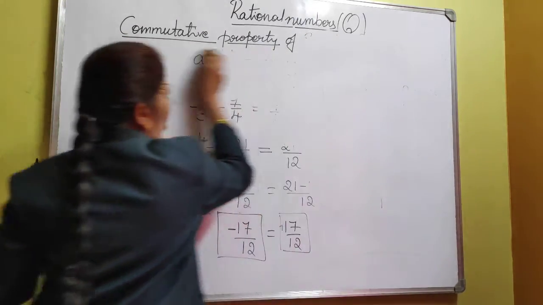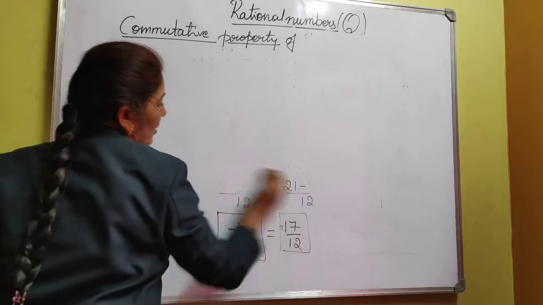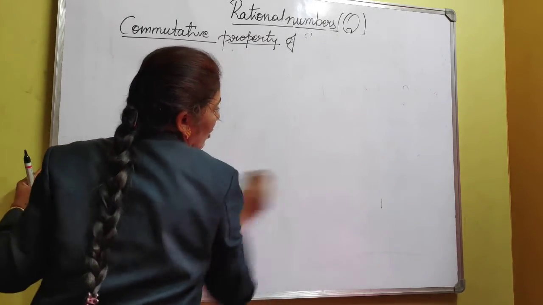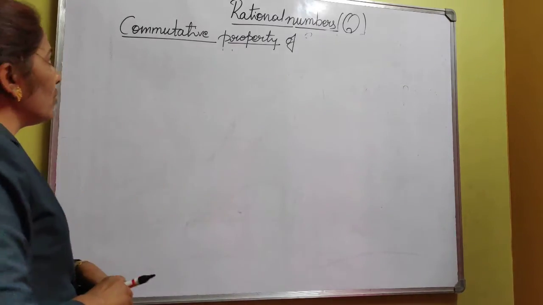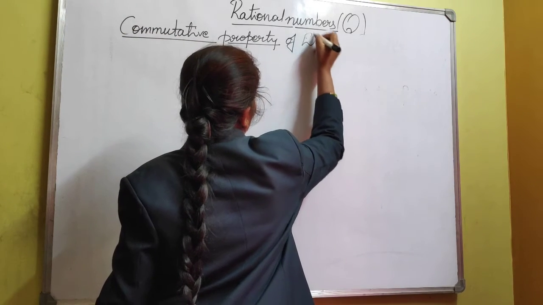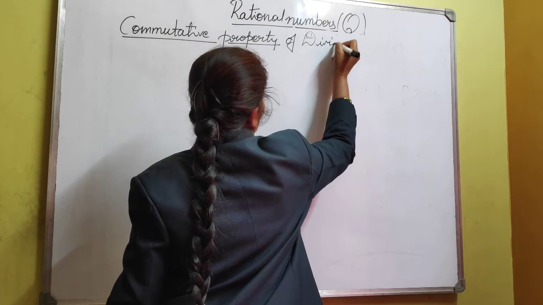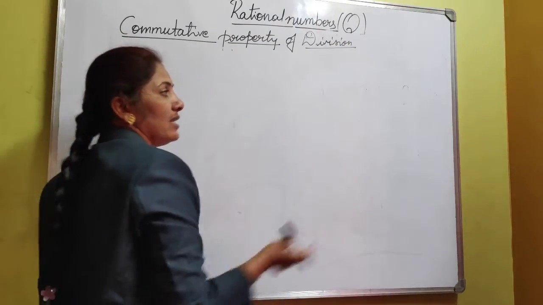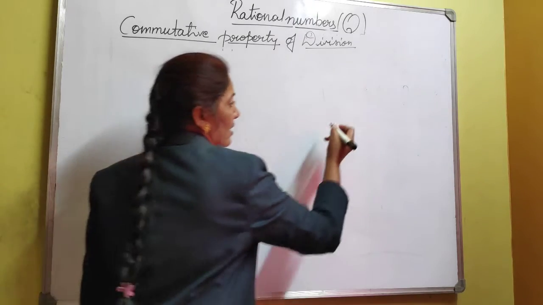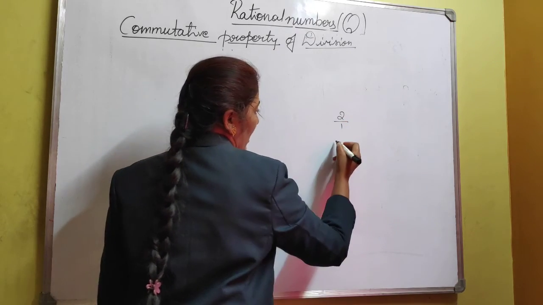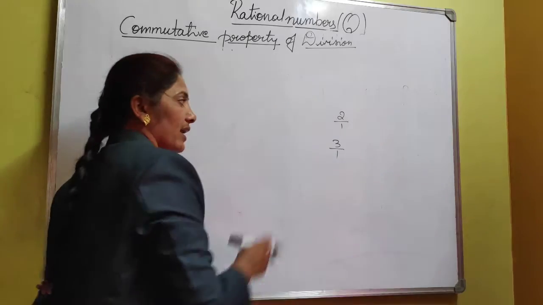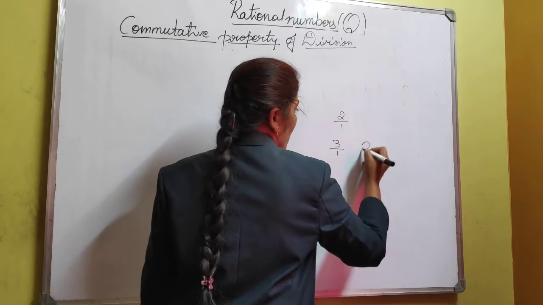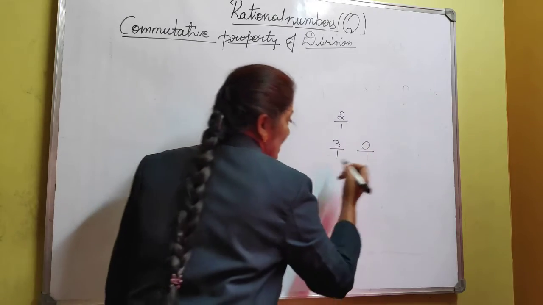When I talk about division, I already told you something about the closure property. I'll just recall the closure property here before going to the commutative property of division. What does division tell you here? A small example: earlier, in the last session, I told you that I can write 2 as 2 by 1, and 3 as 3 by 1. I can also write 0 as 0 by 1.